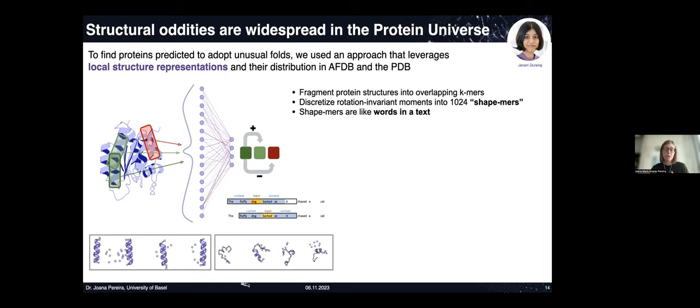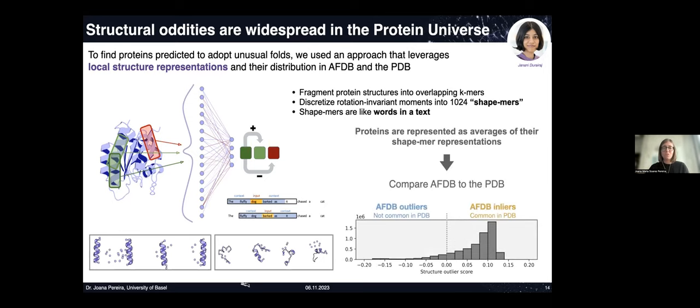Then she trained the network with contrastive learning that uses all of these structural fragments and discretizes them into 1024 shapemers. So this network uses contrastive learning to convert the structural representation into an alphabet with 1024 elements. You can see these shapemers as words in a text. So these are shapemers in a protein structure, and each protein is represented by the average of these shapemer representations.